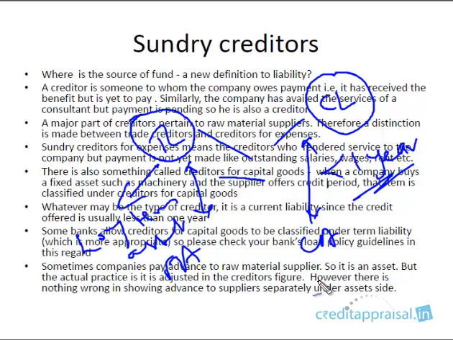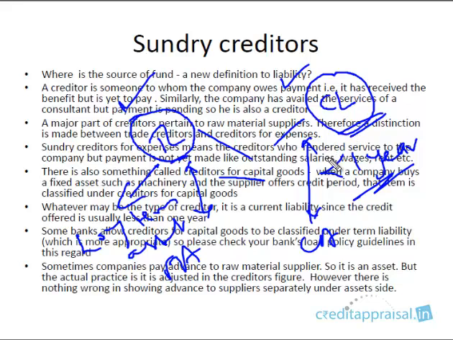Current liabilities finance current assets like your inventory and debtors. Term liabilities finance the long-term assets. So some banks classify this as a current liability, some as a term liability, so again you have to refer back to your bank's policy guidelines. Usually creditors for capital goods are classified as a term liability, but there are banks who classify it as a current liability, right? So it comes down to your bank's classification. Just check it up.